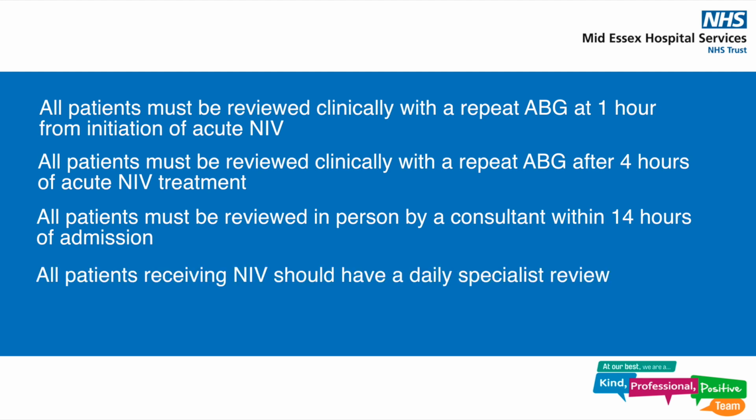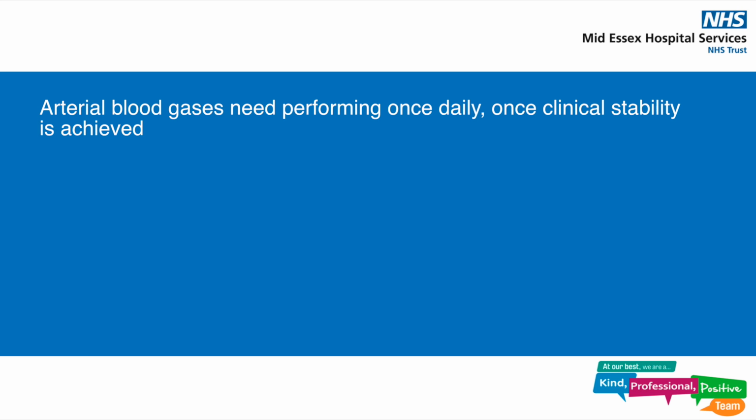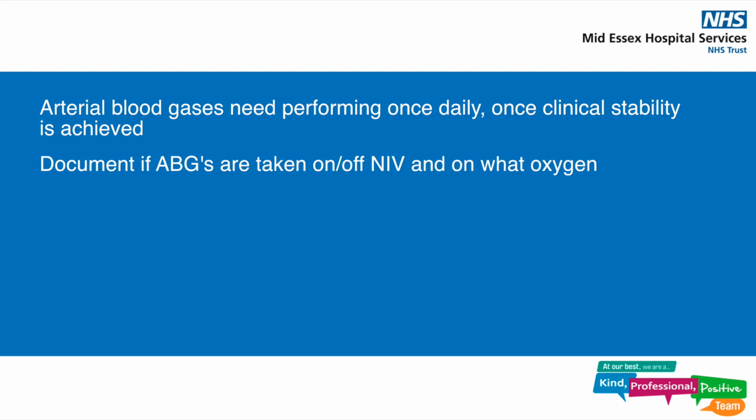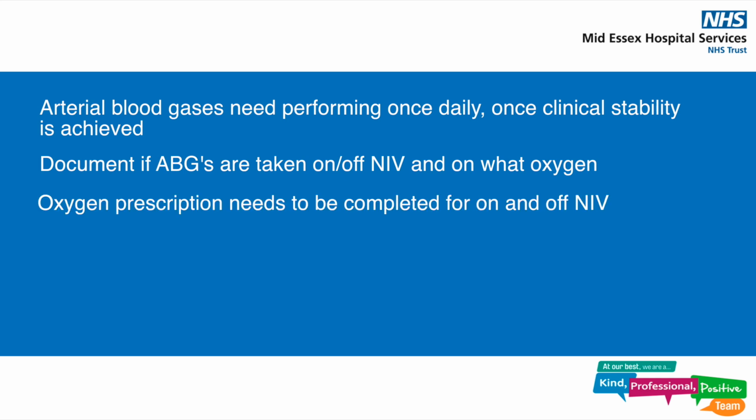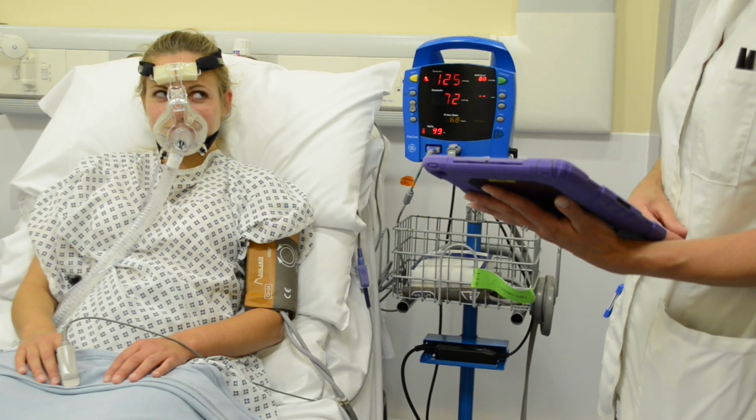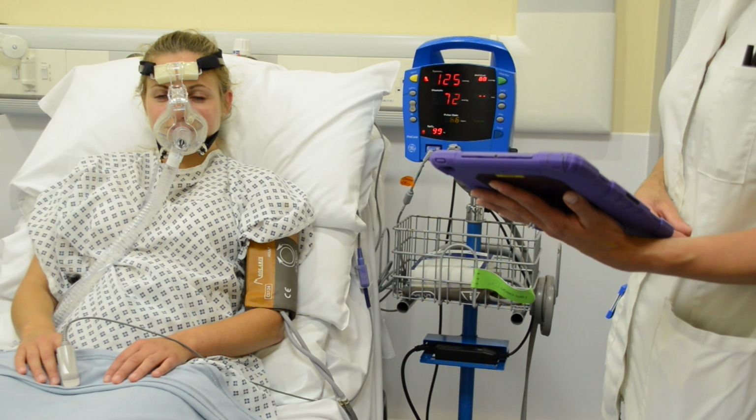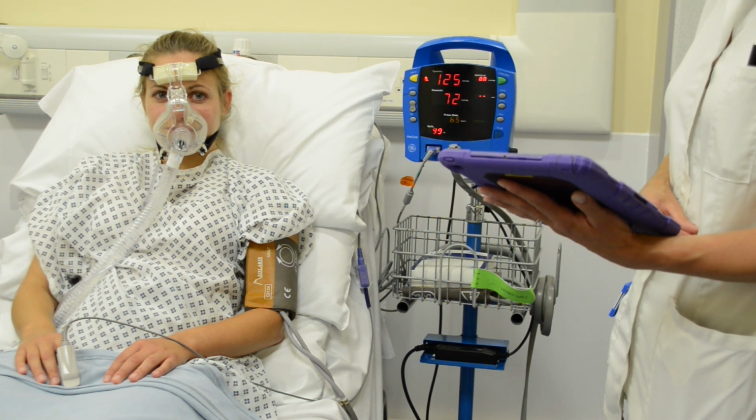All patients receiving NIV should have a daily specialist review. Arterial blood gases need performing once daily once clinical stability is achieved. Document if ABGs are taken on or off NIV and on what oxygen. Oxygen prescription needs to be completed for on and off NIV. Patient observations should be recorded every 15 minutes for the first hour and then hourly thereafter.